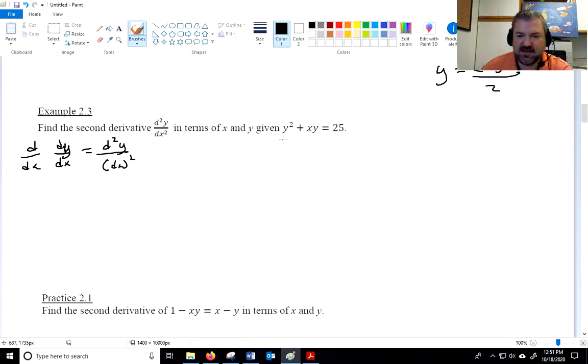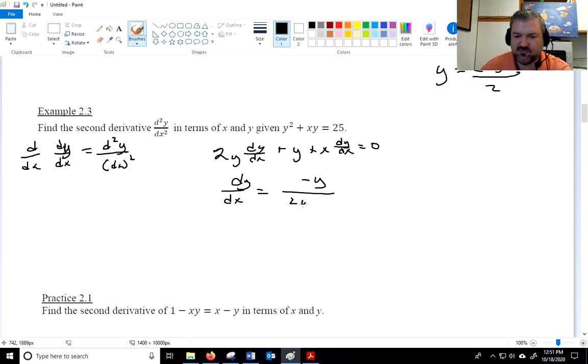All right, so let's do that. We'll take the derivative. This becomes 2y dy dx plus, okay, I got to use the product rule. Derivative of the first times the second plus the first times derivative of the second equals 0. Going to solve for dy dx, and if you allow me to just kind of do that quickly, it's going to end up being negative y over 2y plus x.